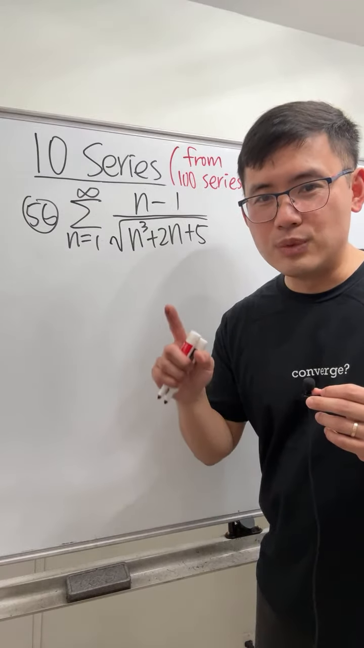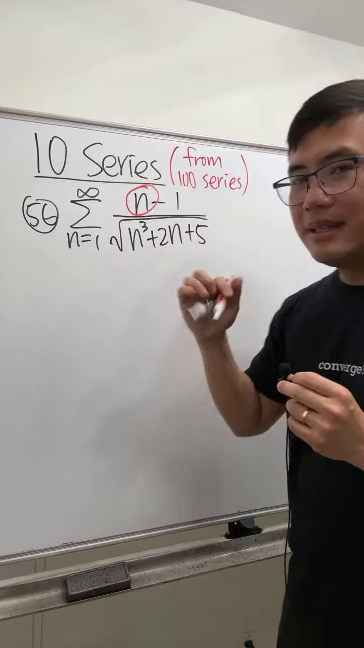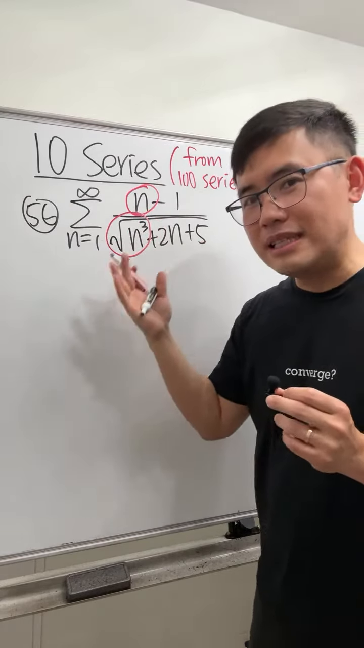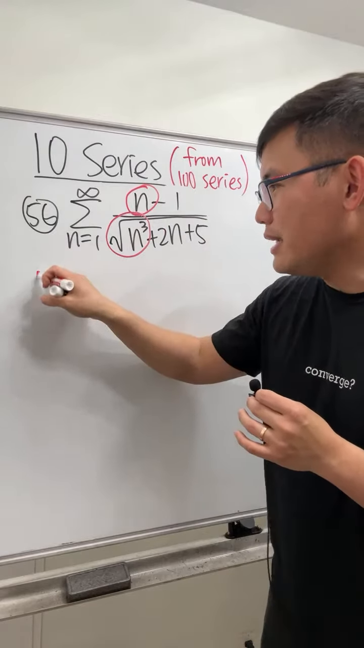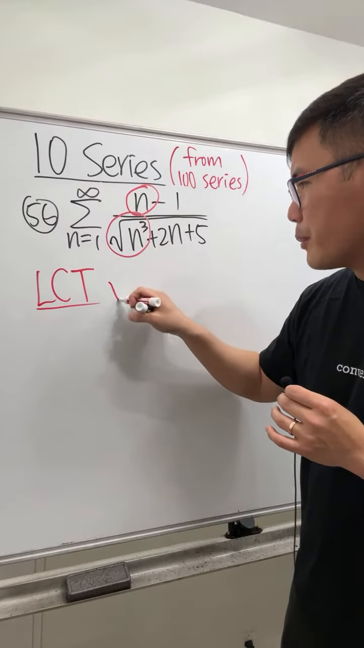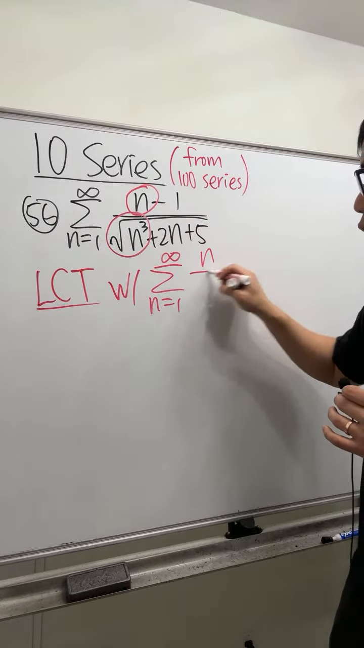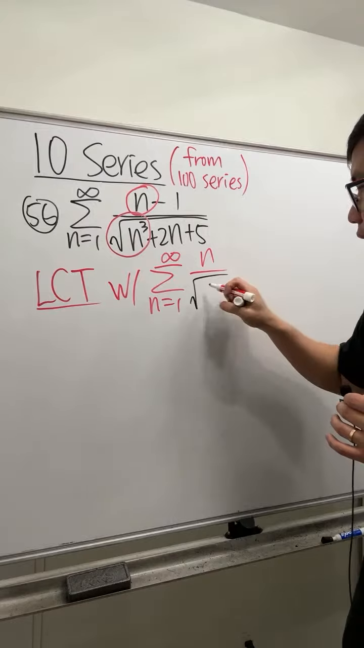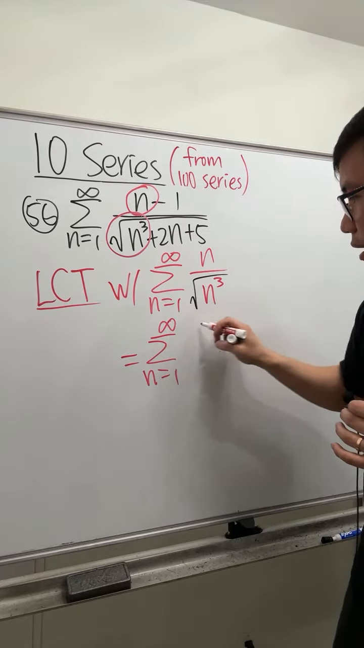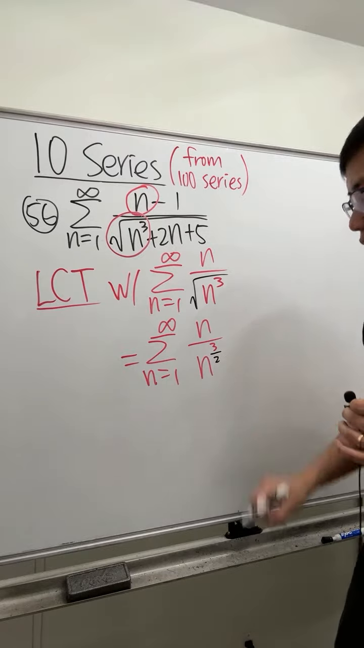Limit comparison test with 1 over n to the 3 over 2 power. That is correct. Just pick up the dominating part on the top, and then the dominating part on the bottom. And because the expression is slightly crazier, try the limit comparison test. It will be easier. You just do the limit comparison test with the series as n goes from 1 to infinity, n over square root of n to the third power. So in other words, we are looking at n to the first over n to the 3 over 2.